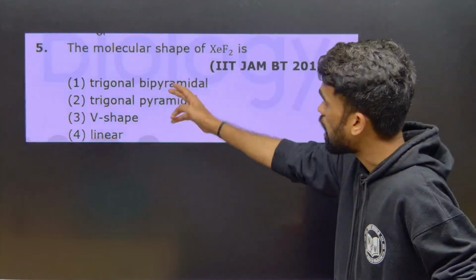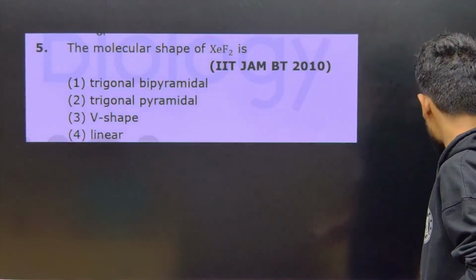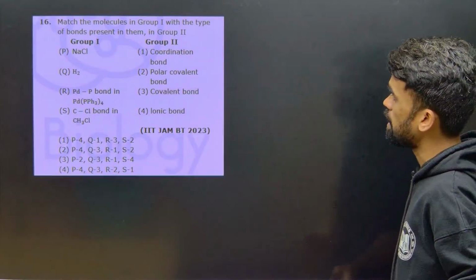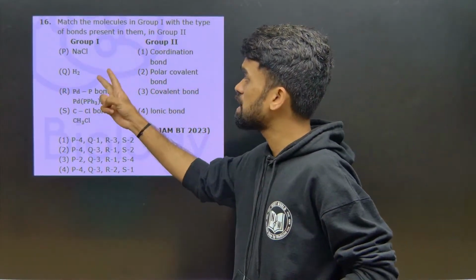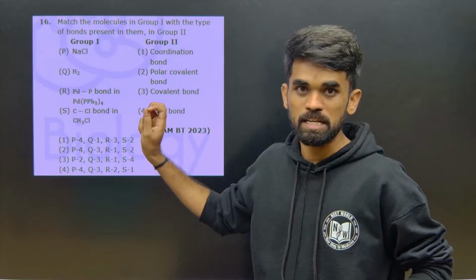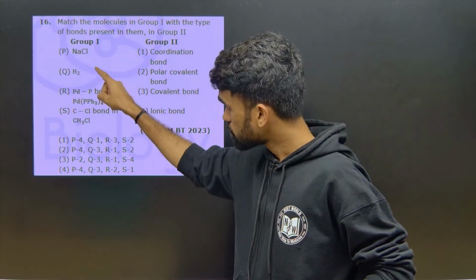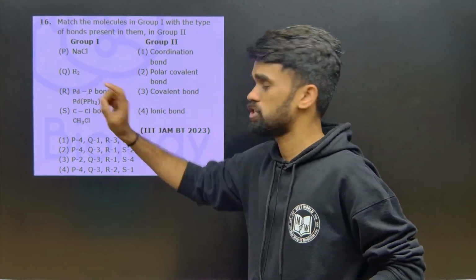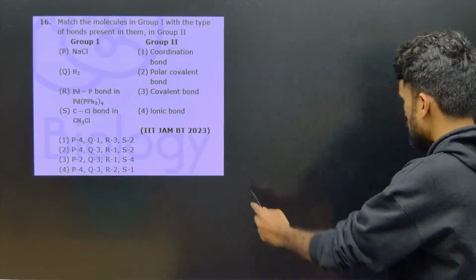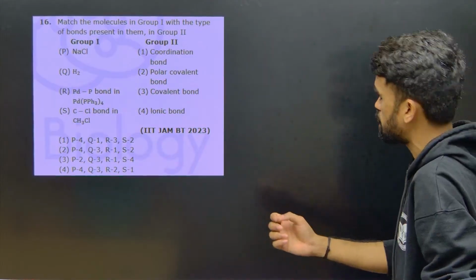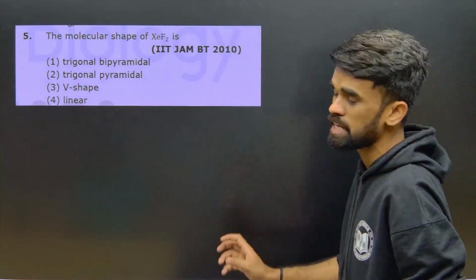See here, it is all about finding the shapes, hybridization, and what type of bond is present between Na and Cl in the NaCl molecule, and for the H2 molecule. Very easy questions these are. See, 23 questions, you don't even spend 10 seconds. You can easily tick it.